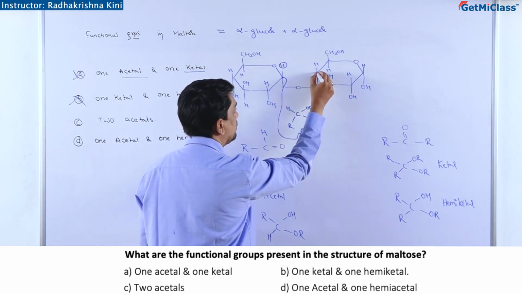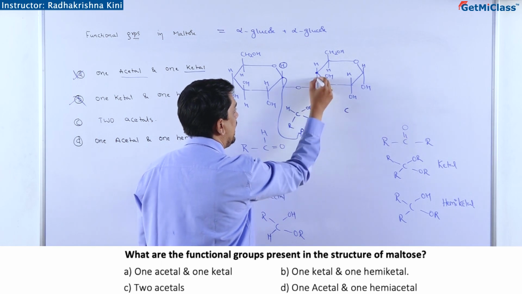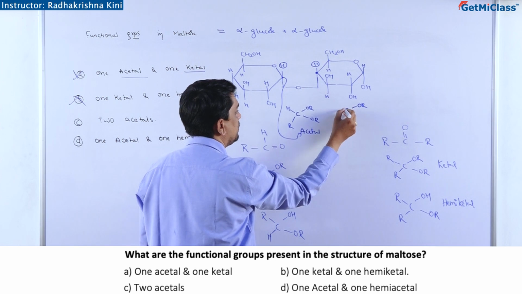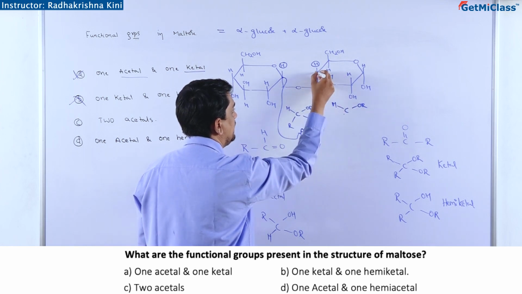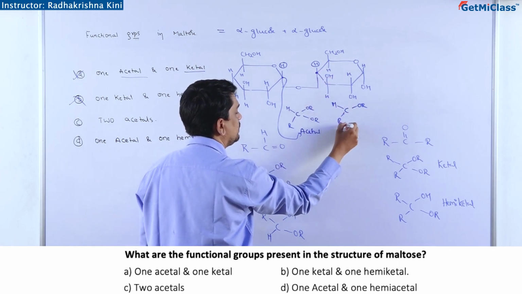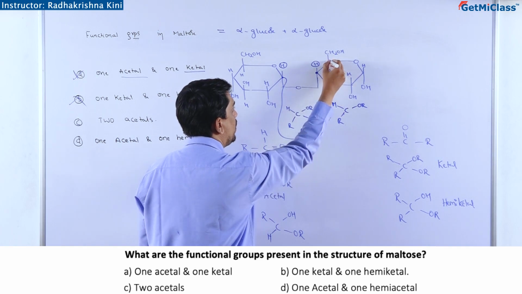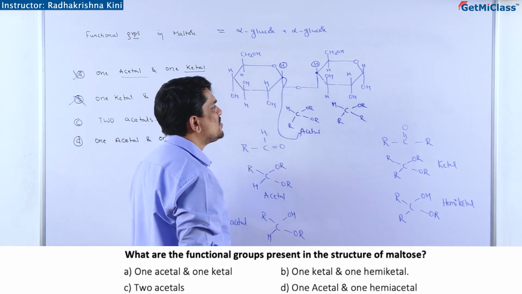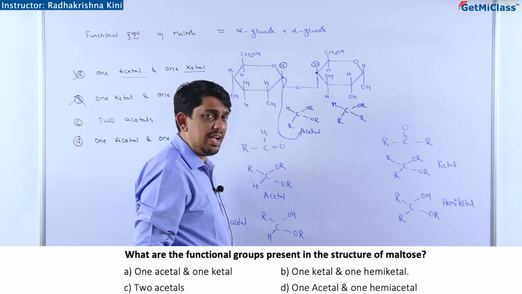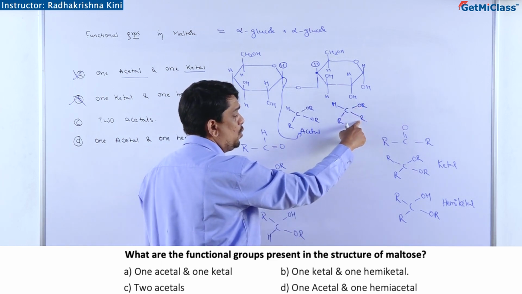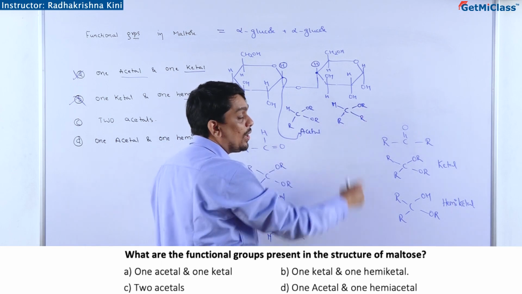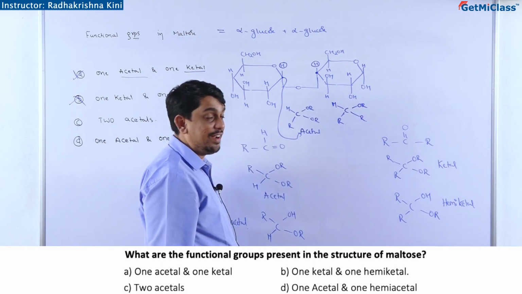Now come to this one. C attached to OR, it is attached to H, it is attached to R, and once again on this side it is attached to R. This is not an acetal, it is not a ketal, I know that, because it should be OR, OR in order to call it an acetal. It should be OR, OH in order to call it a hemiacetal. It is none of these.